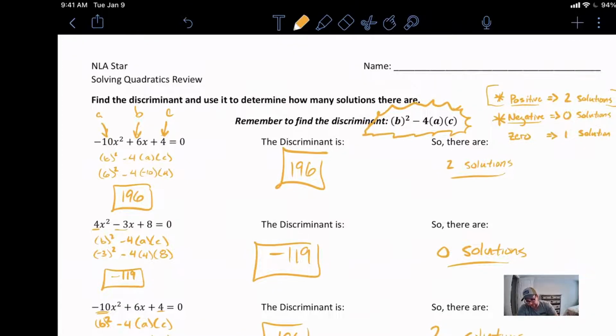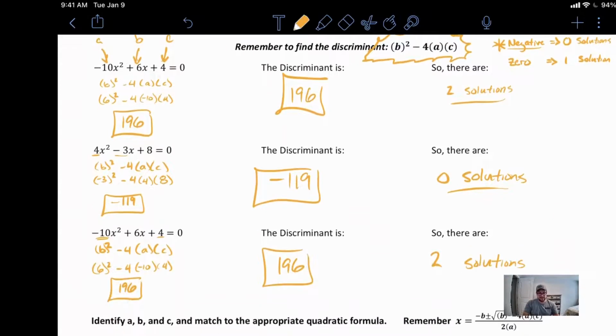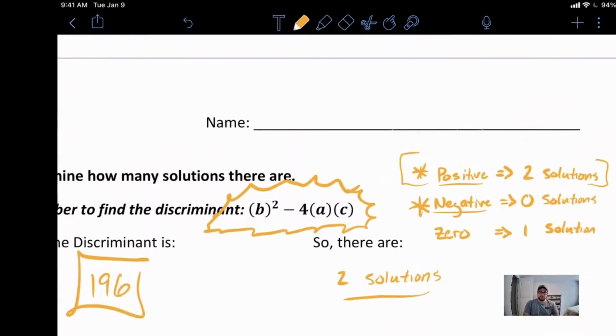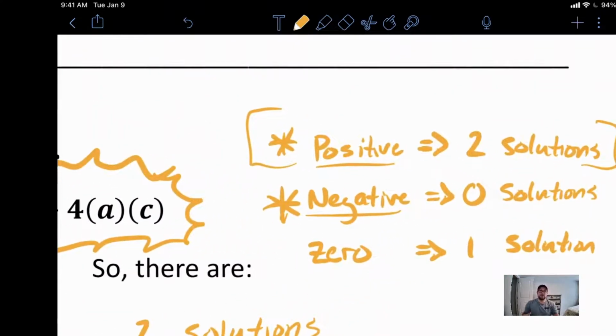So don't get into this trap of saying just because we had one that was positive, one that was negative, the last one must be 0, because that might not be true. But you do want to make sure you have this chart written down so that you can use it on the test tomorrow.